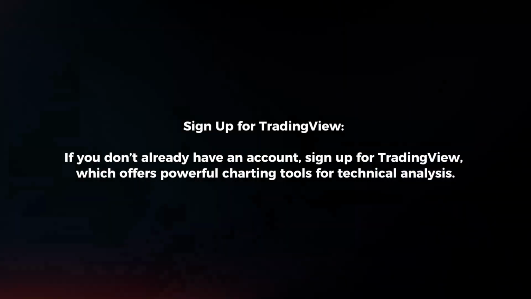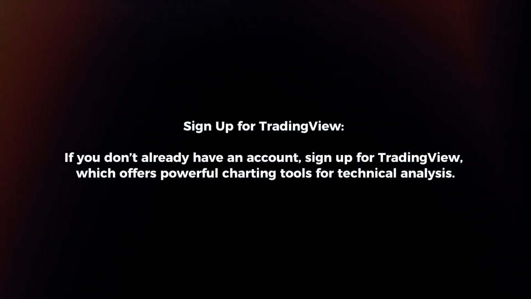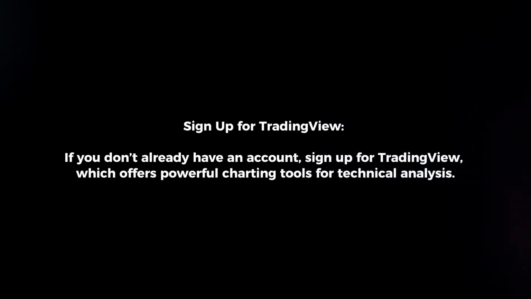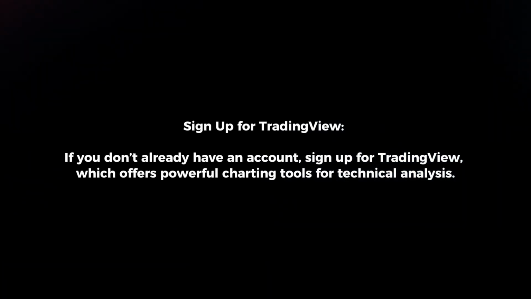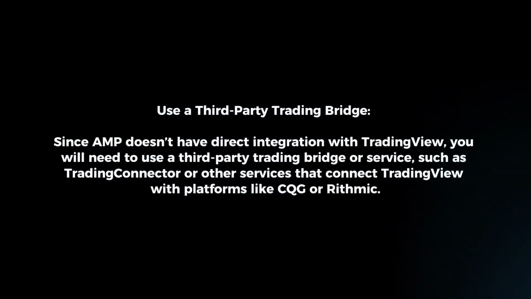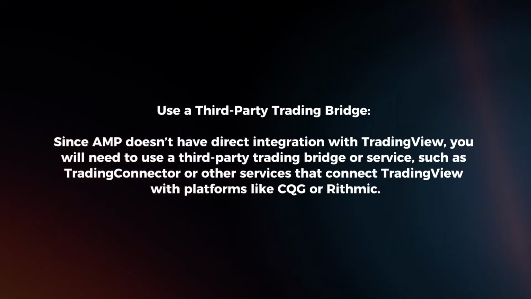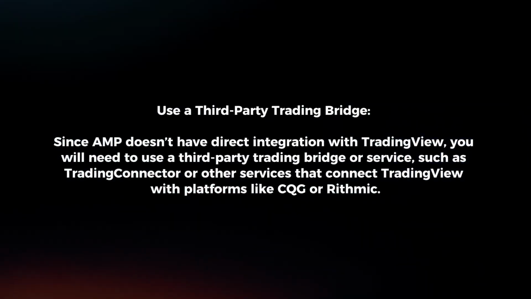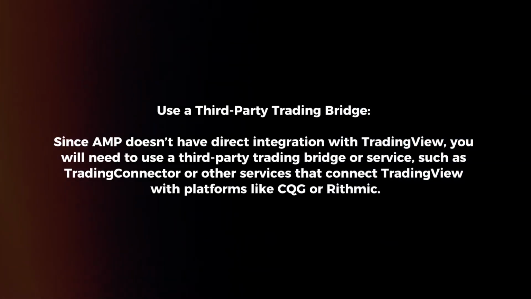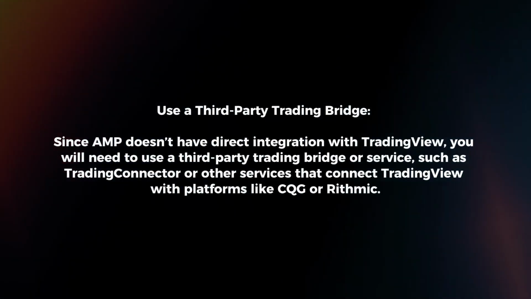Sign up for TradingView. If you don't already have an account, sign up for TradingView, which offers powerful charting tools for technical analysis. Use a third-party trading bridge. Since AMP doesn't have direct integration with TradingView, you will need to use a third-party trading bridge or service, such as Trading Connector or other services that connect TradingView with platforms like CQG or Rhythmic.